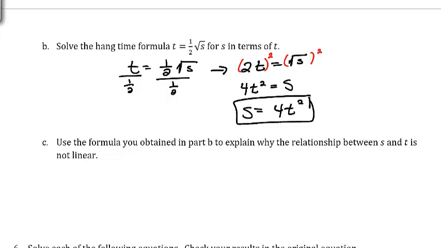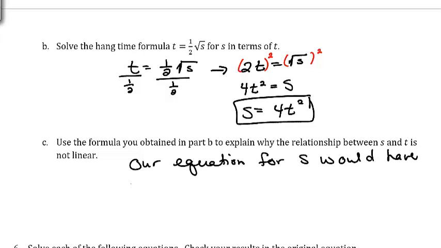Use the formula you obtained in part B to explain why the relationship between s and t is not linear. So if this had been linear, then this resulting equation would have been linear. And we can tell by looking at this equation for s that it's not linear because we have a t squared in there.